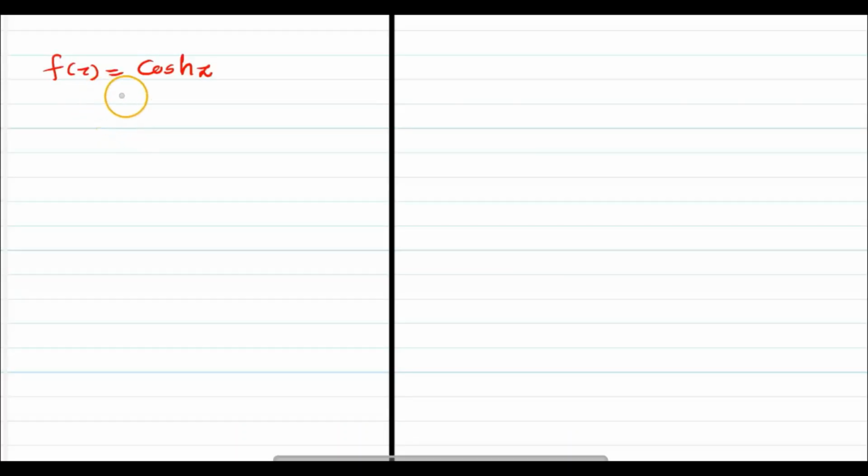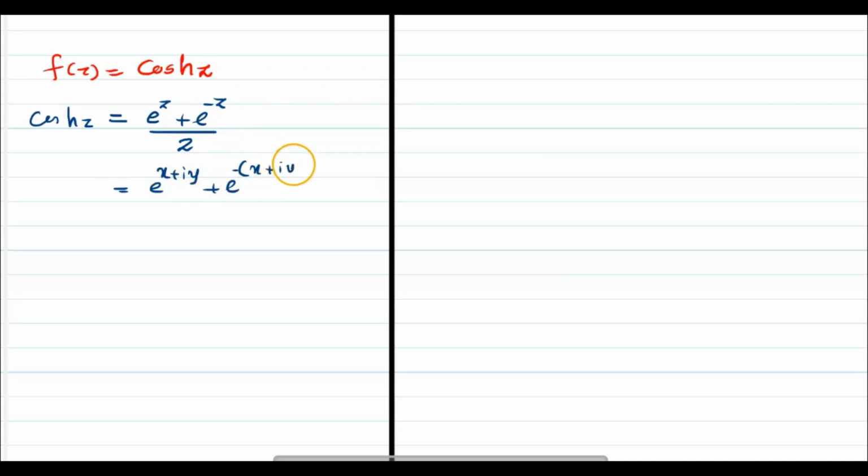So we need to check whether f(z) = cosh z is analytic or not. So the function is cosh z. We can write it as, we know that cosh z is (e^z + e^(-z))/2. And this is (e^(x+iy) + e^(-(x+iy)))/2. That is (e^(x+iy) + e^(-x-iy))/2.